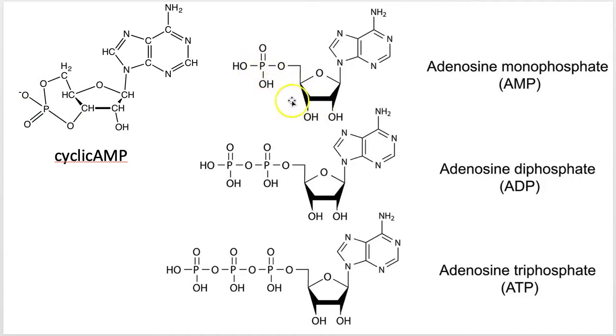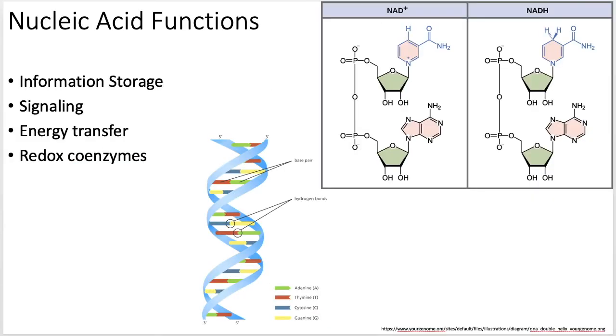So you would form a bond here and make it cyclic, which gives it some different properties. It kind of makes it more stable, basically, so you're not able to pull this phosphate off as well. And so it becomes a messenger molecule. One of the functions that I mentioned earlier was signaling. So we've talked about information storage, we've talked about energy transfer like ATP, we talked about redox coenzymes, and now we need to talk about signaling.